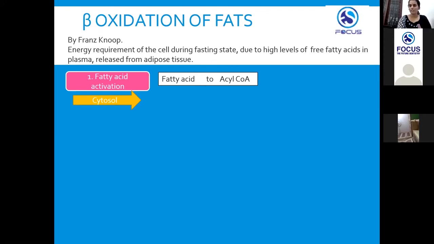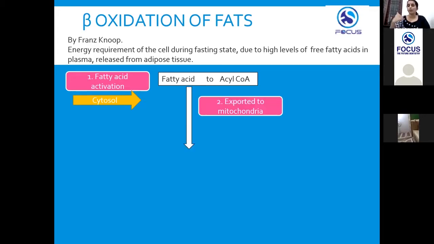Once the fatty acid is activated, the next step is that it gets exported to the mitochondria by the carnitine shuttle, which is called the carnitine carrier system.